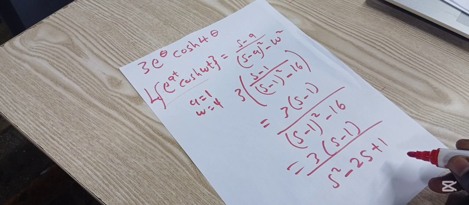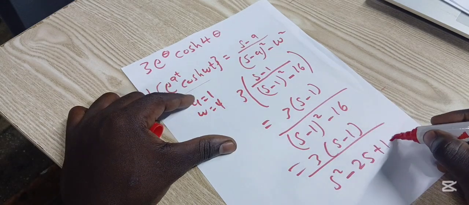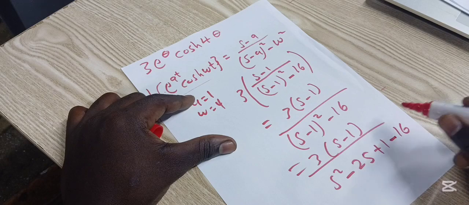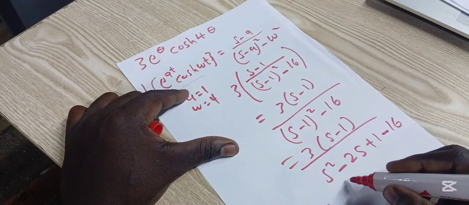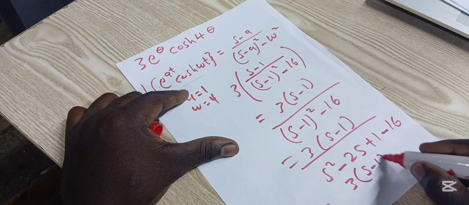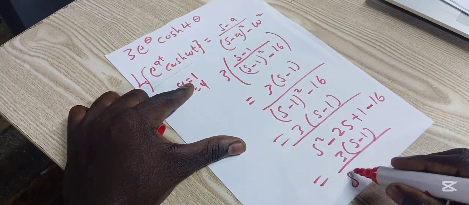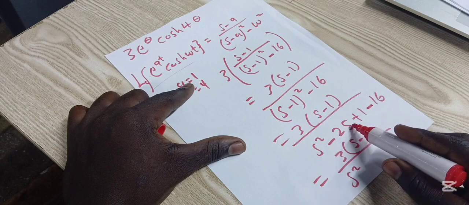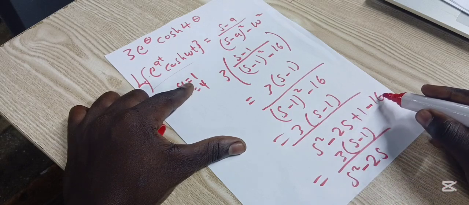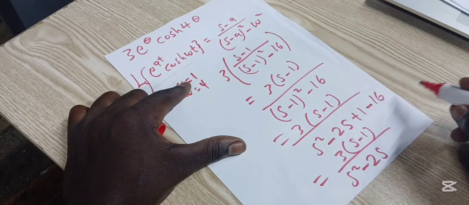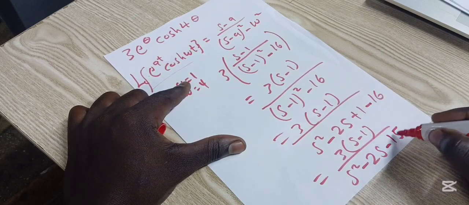So positive 1 and then minus 16. We already have a minus 16 here. So our final answer is going to be 3 into bracket s minus 1 all over s squared minus 2s plus 1 minus 16, and 1 minus 16 is going to give us minus 15.